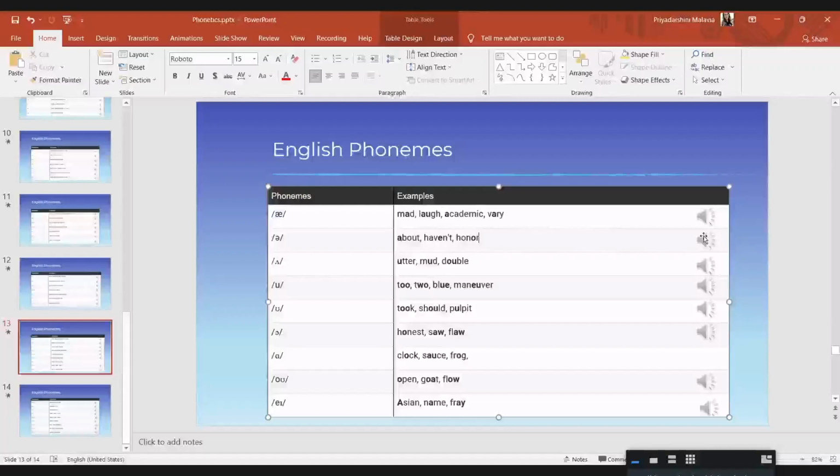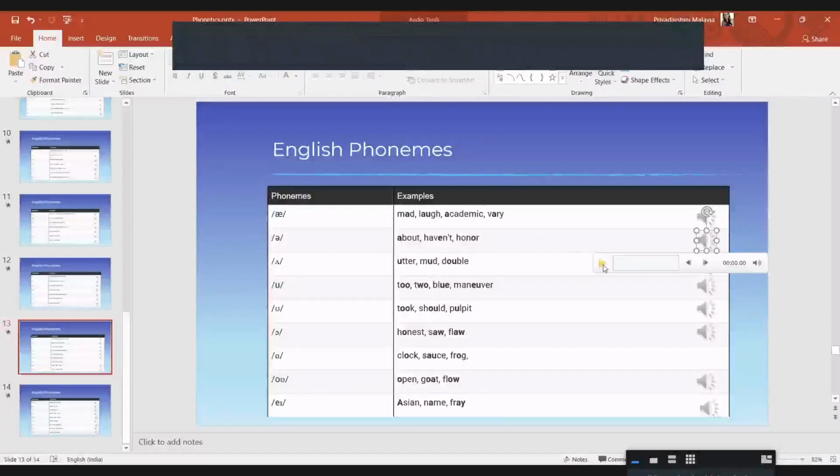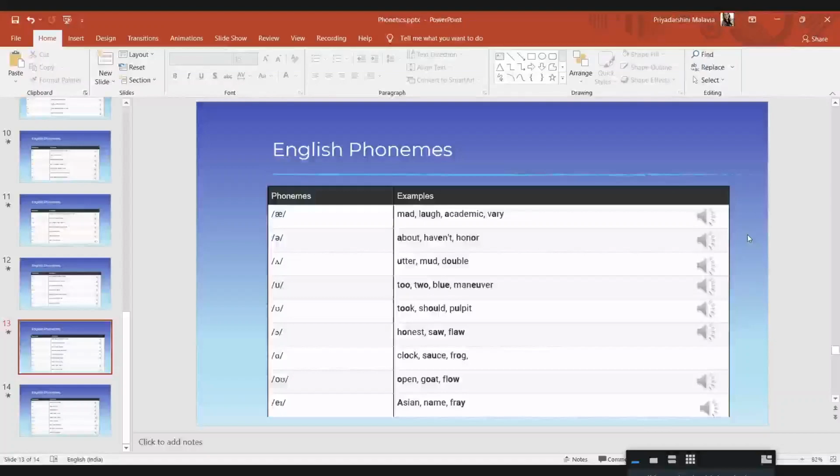Okay, now let's look into this one as well: about, haven't, honor. So this is a schwa sound. About. Haven't. If you notice, when you say "haven't", you don't pronounce it as an e. It's more of a schwa, right?